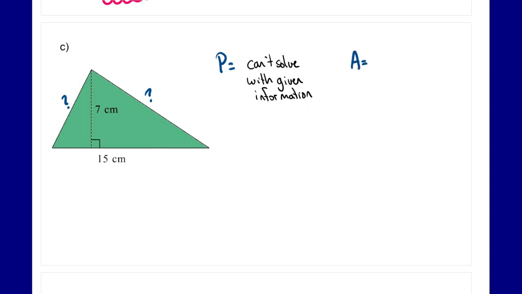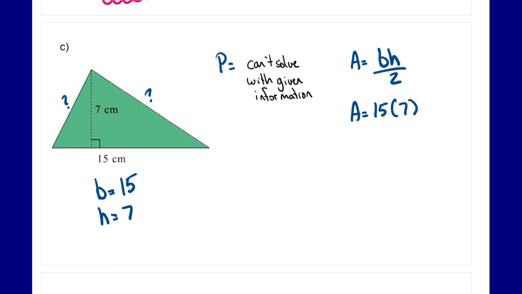For our area, however, we can solve that because our area formula is base times height divided by 2. And we do have a base. That is the bottom of our triangle. So our base is 15, and the height of our triangle is 7. So I do have enough information for the area. So area is going to equal 15 times 7 divided by 2.